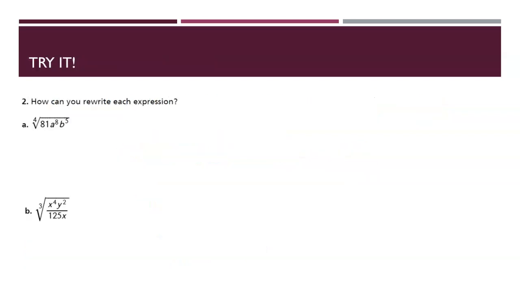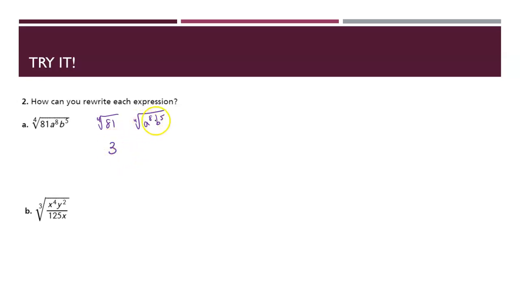All right, so let's look at this next one. I know it says try it, but let's do these together just to get some more practice. So the 4th root of 81 a to the 8th b to the 5th. What we can do is think of this as the 4th root of 81, and then do the variables separately, in 2 pieces. So the 4th root of 81. This is one that actually works out nicely. You should start to recognize it because you're going to see it pretty frequently. The 4th root of 81 would be 3.